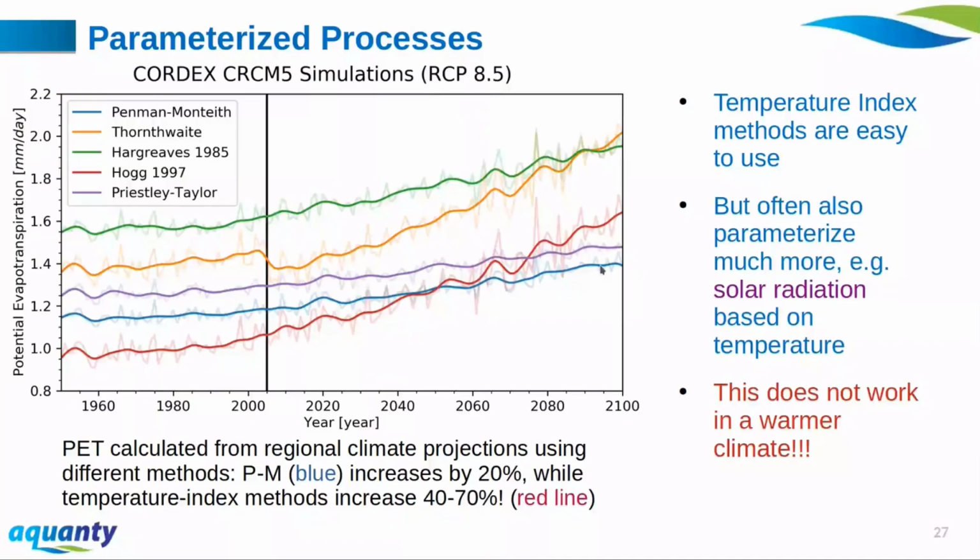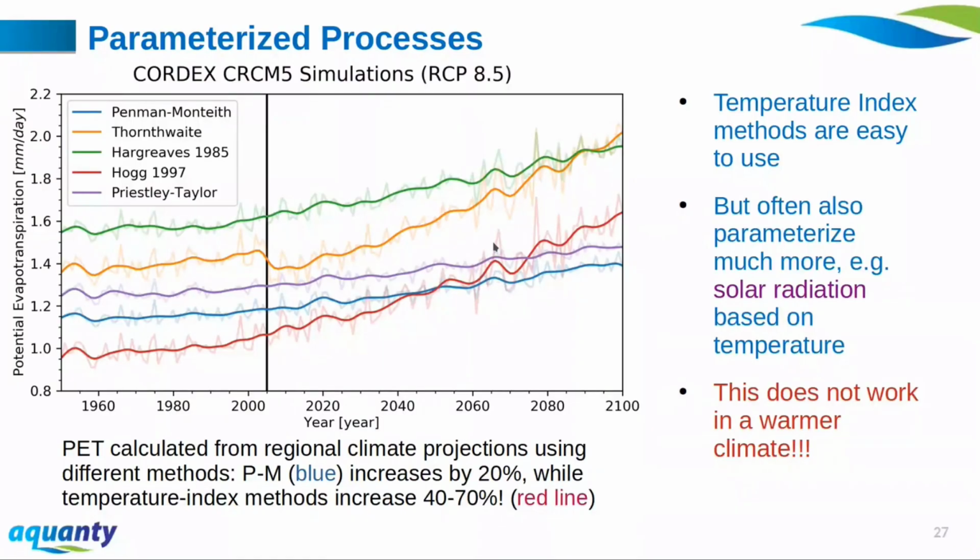It's only by 20%. And the reason is that temperature increases, yes, saturation deficit increases a bit, but solar radiation doesn't, right? And so the Priestley-Taylor method, that's the purple line, does take into account radiation explicitly. And so you actually see a very similar increase as with Penman-Monteith. The calibration level is a bit different.